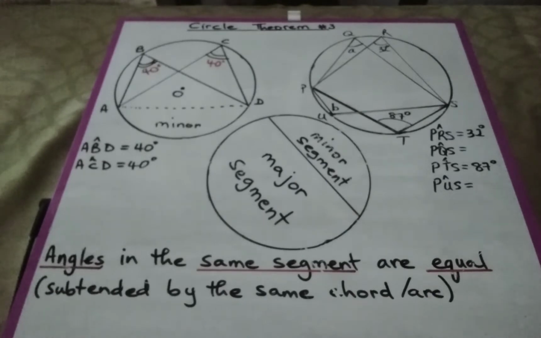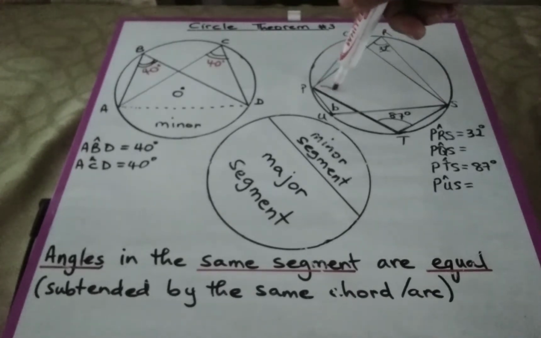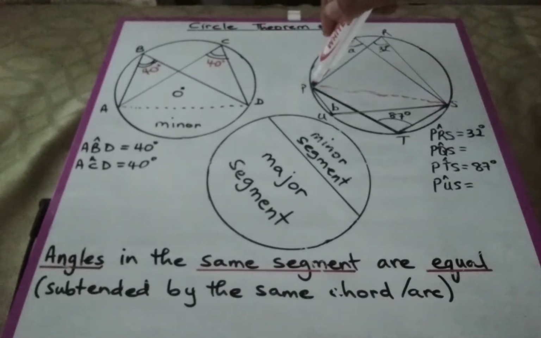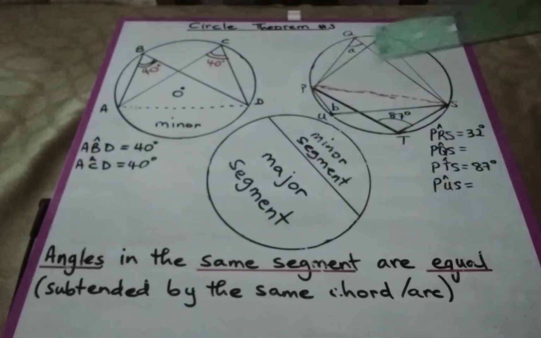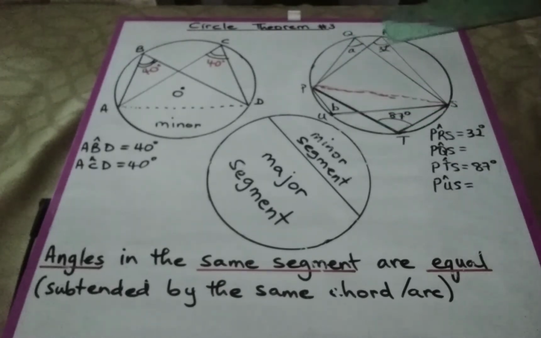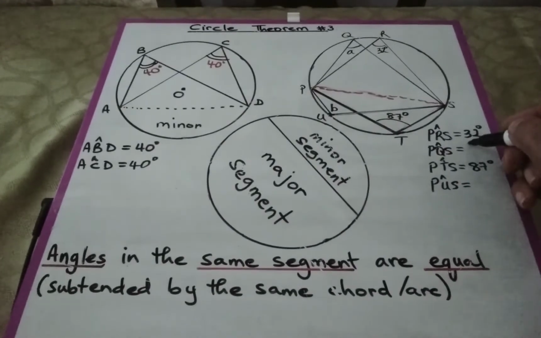So you just need to imagine a chord connecting P to S. So you have a major segment and a minor segment. So these two would be equal. So PQS would be 32.